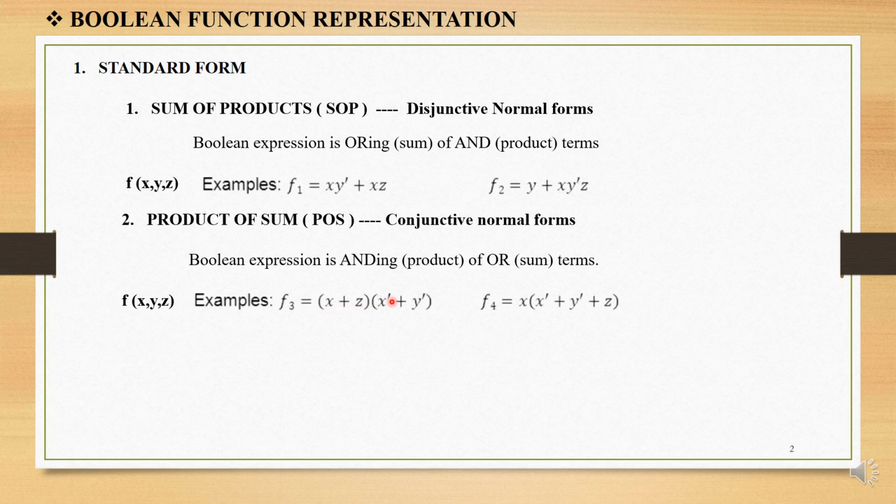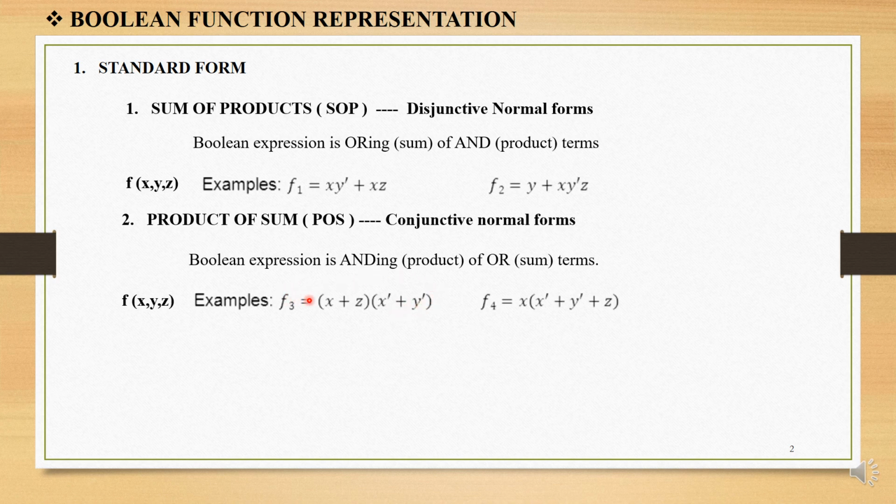You have two sum terms here. Let's consider each sum term one by one. The first sum term is x plus z. The second sum term is x bar plus y bar. Now in the first term you have only x and z variables, y is missing. In the second sum term, x variable is there, y variable is there, z is missing.